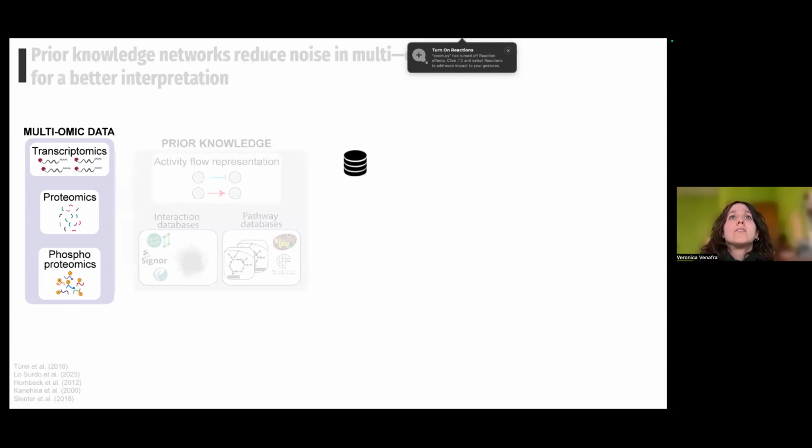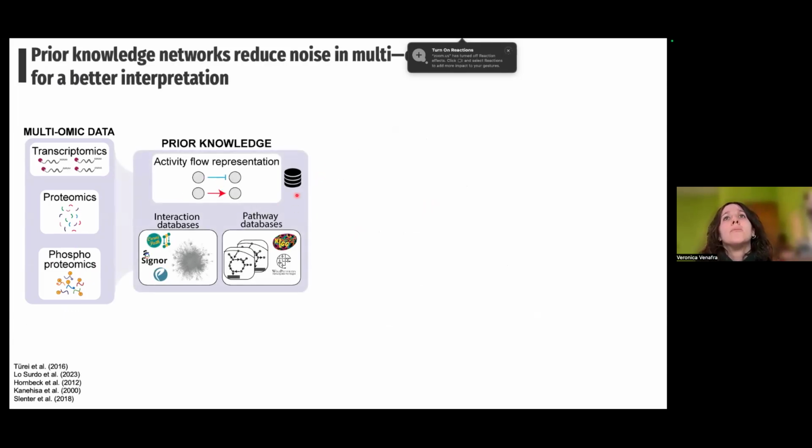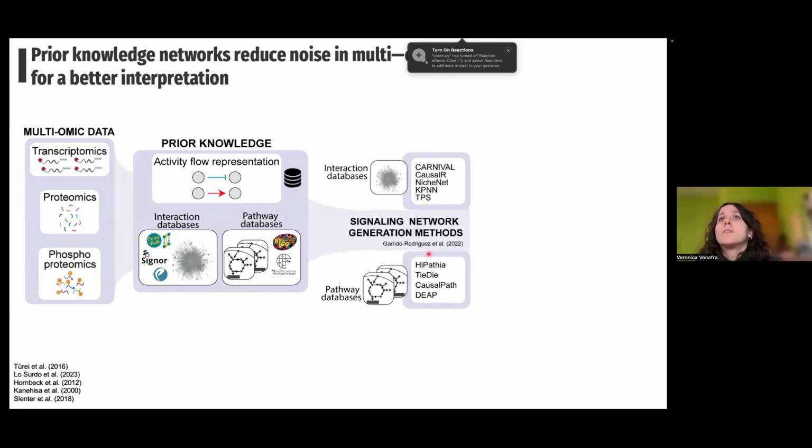So in our research, we use public repositories that annotate interaction with the activity flow representation. So they annotate whether a regulator activates or inhibits a target. The first type of resources, such as Omnipath or Signor, store this information in big interactomes, while other types of resources such as Wikipathways or KEGG will store the information in pathway maps. These two types of resources will prompt a different type of computational methods.